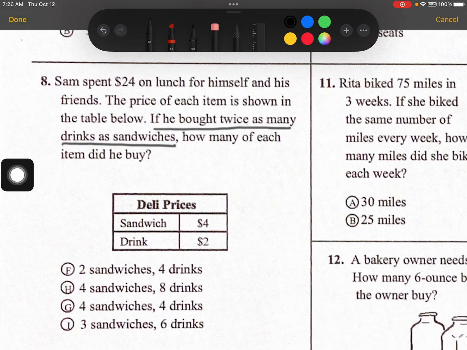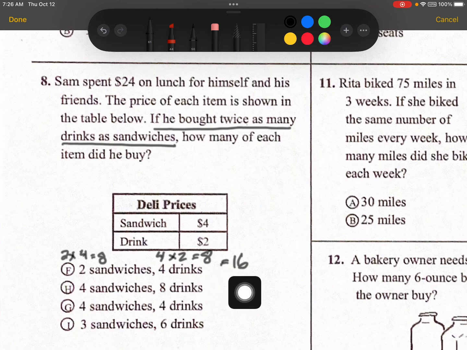So you need to do a guess and check where you figure out what each one costs. This is twice as many drinks as sandwiches. Sandwiches, 2 times 4 equals 8. And then 4 drinks are $2 times 2 equals 8. So this is a total of $16, but we need $24. So this one is not it. That's what you need to do, is you need to figure out the cost of each one and make sure you get $24 and twice as many drinks.